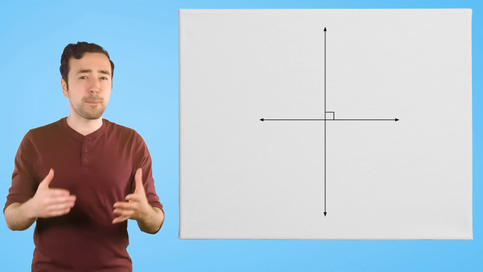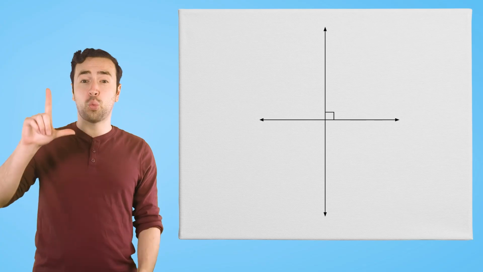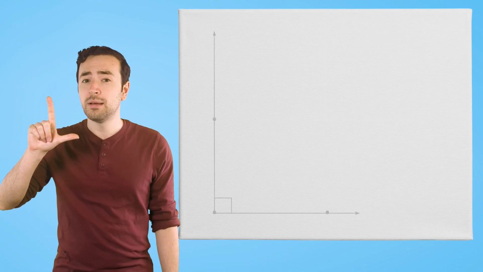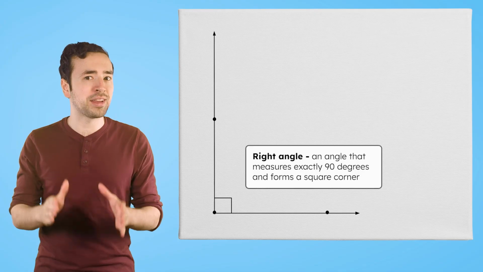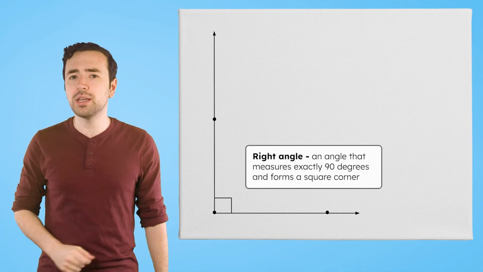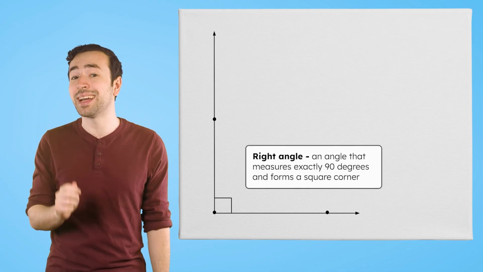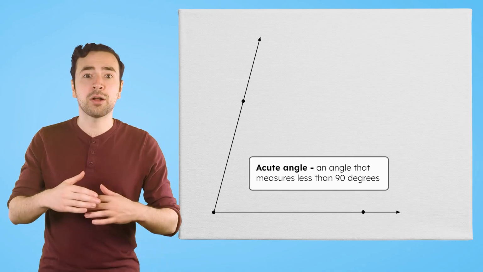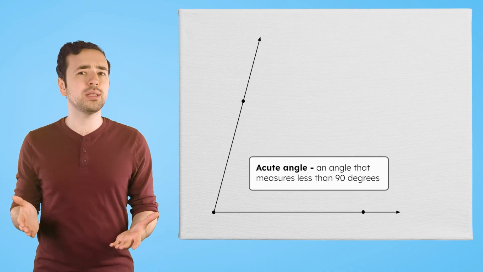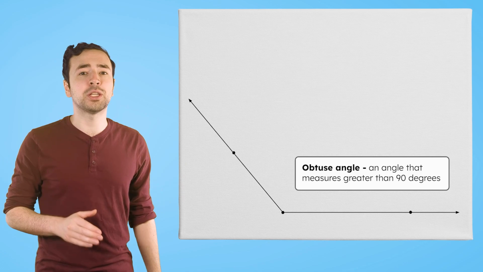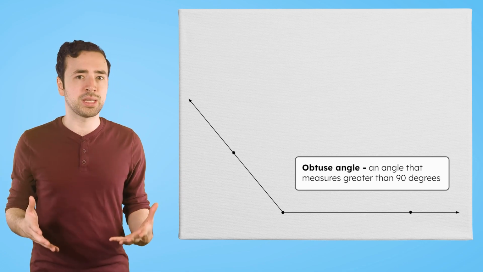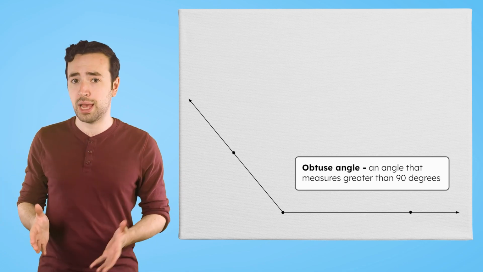Remember when we learned about perpendicular lines that form a square corner where they meet? Well, a square corner is actually called a right angle, and it always measures exactly 90 degrees. Any angle that measures less than 90 degrees is called an acute angle. And any angle that measures more than 90 degrees is called an obtuse angle.